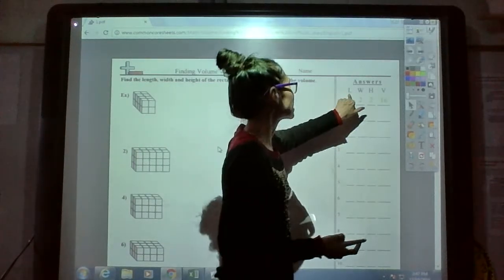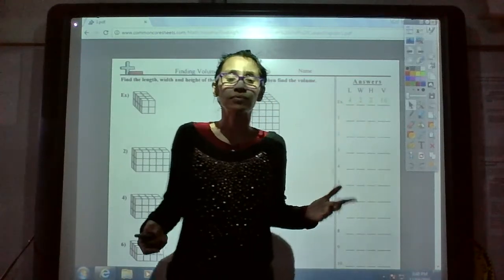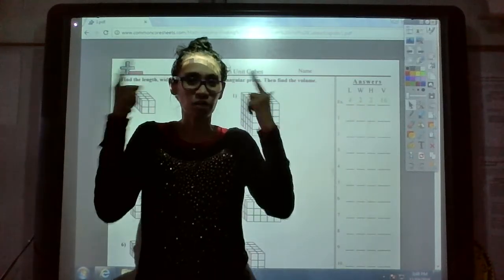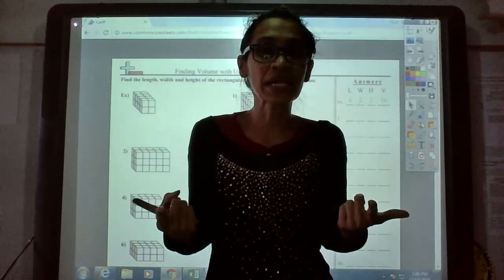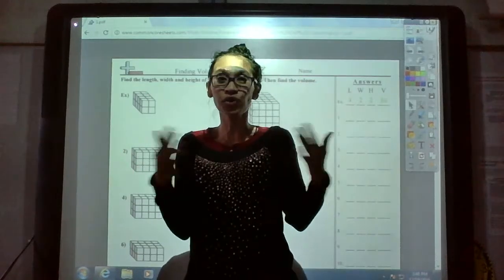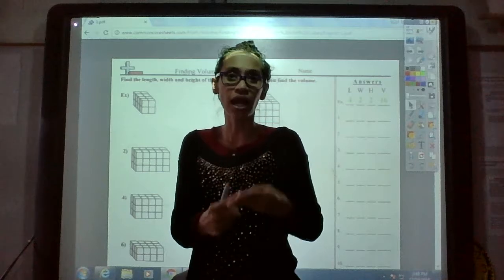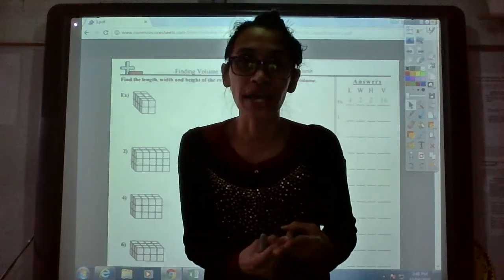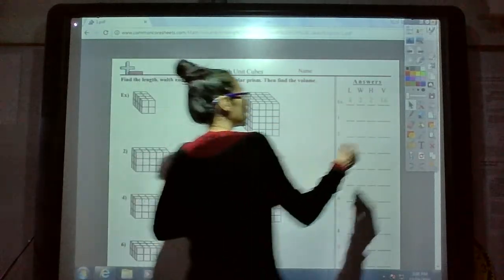Now, what does L stand for? So we have L, W, H, and B. Let me give you some clues. Rectangular prisms are three-dimensional shapes, 3D shapes, because they have three dimensions, okay? They have length, width, and height. Oh, I just told you the answers. What does L stand for? The L is the length.